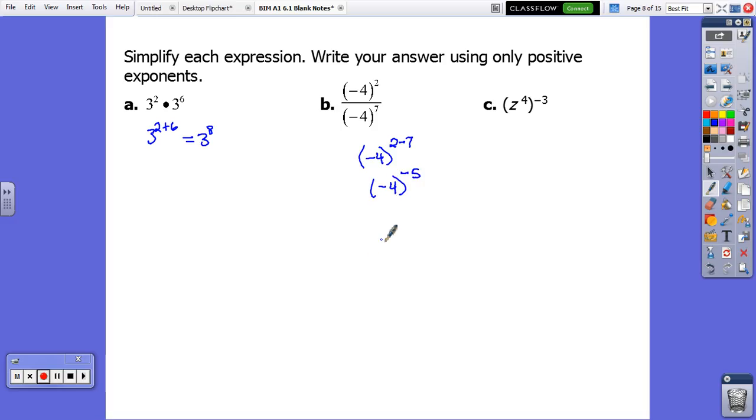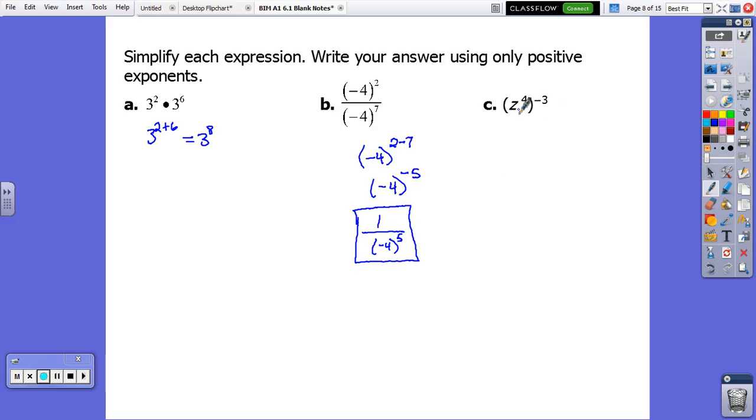So now we also have to use our negative power property, which basically tells us to move it to the other side. So this is negative 4 to the negative 5th. So it's going to become negative 4 to the positive 5th, and it's on the denominator of a fraction. So this would be our answer right here. And we are done because it said use positive exponents, which we've done. The 5 is positive. It didn't say that we had to simplify it further.